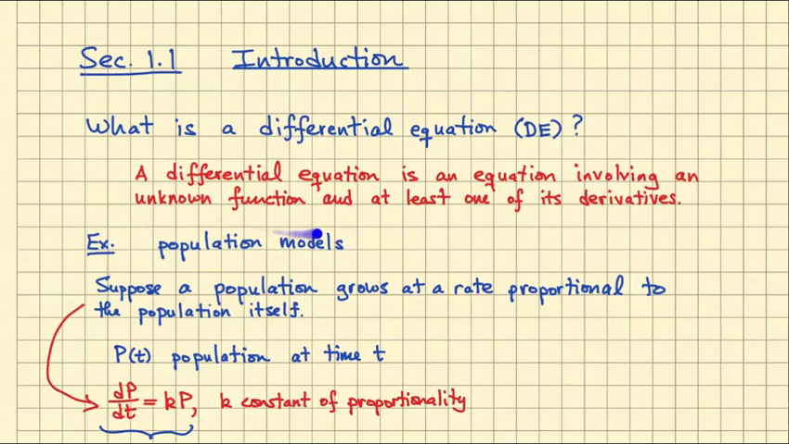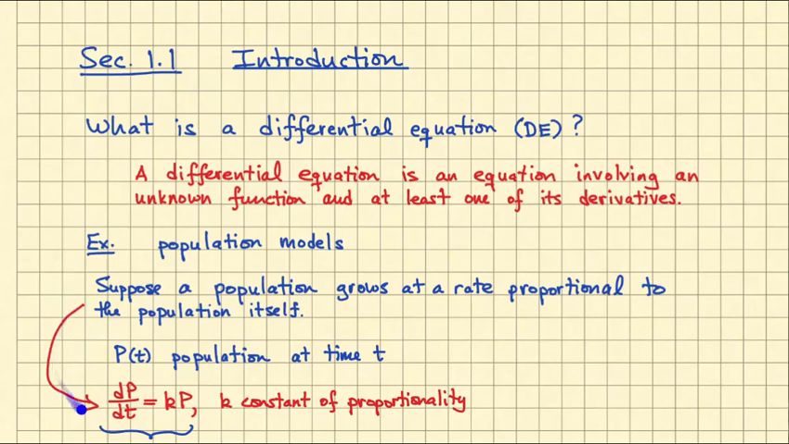A very basic example from Calculus 1 would come from population models. Suppose that we're modeling some type of population, whether it be fish in a lake or deer on an island or bacteria in a culture, that says suppose a population grows at a rate proportional to the population itself. So in other words, the more deer that are on the island, the faster the deer are going to reproduce. So here we have a population, we'll call it capital P. It occurs at a time we'll call little t, so P of t would be the population at time t.